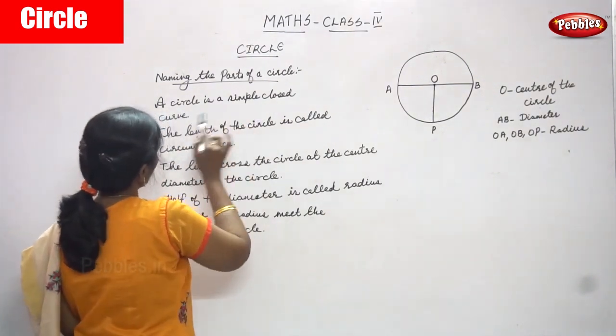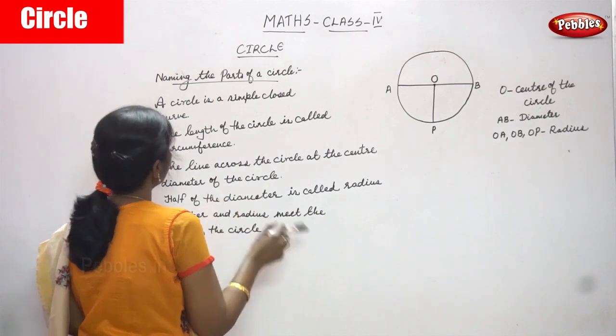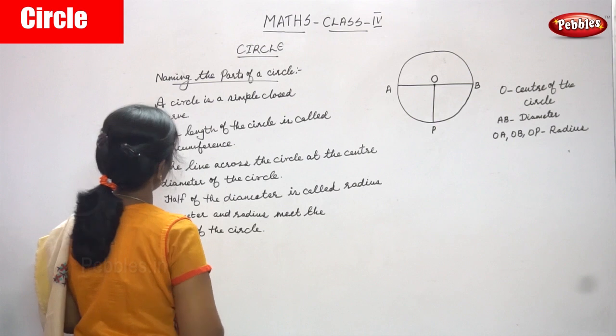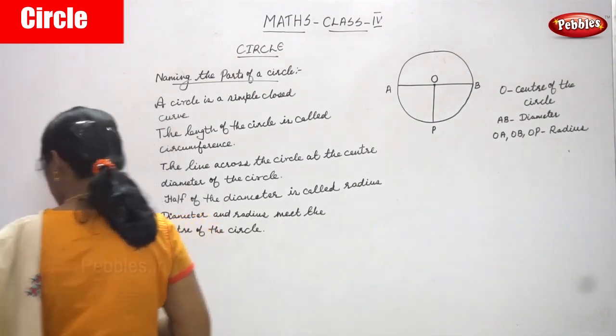A circle is a simple closed curve. And now we are going to see the parts of a circle. The first one is, what is this?